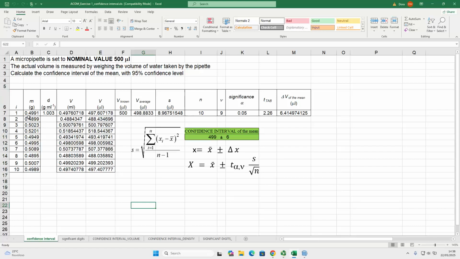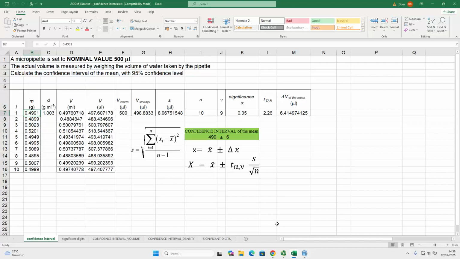So the operator performed 10 measurements. You see, this is the subscript i that indicates general measurement. And the operator weighted the mass and obtained 10 values measured in grams. We suppose that the error on the scale is negligible, and we want to evaluate only the statistical errors.